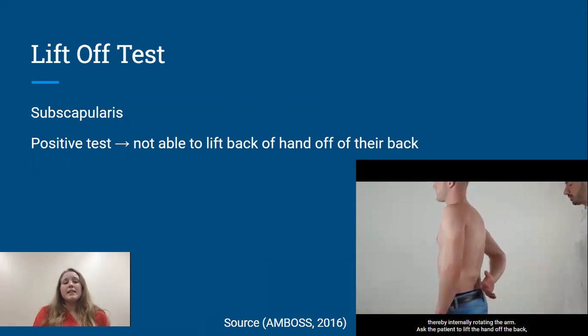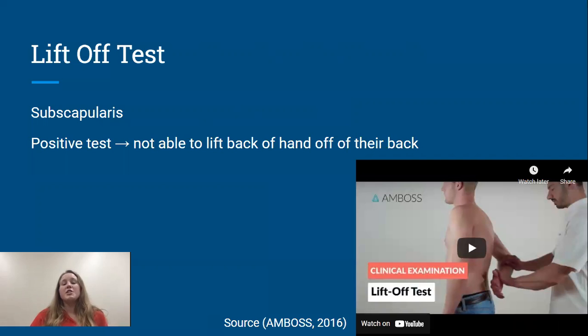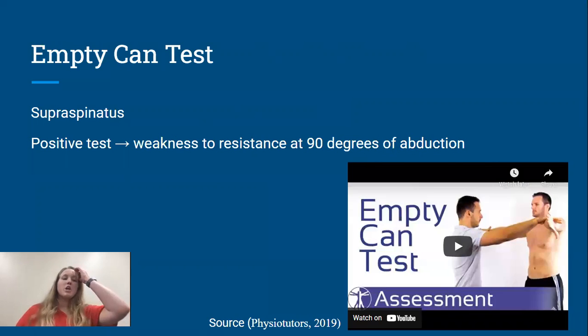So the reason that this is a good test for the subscapularis is because when your hand is on your lower back, in this position, it puts the greatest amount of stress on this muscle. Your patient will be touching the lower back with their arm fully extended and internally rotated. This test will be judged positive if you're unable to lift your hand off of your back because it shows weakness in the subscapularis. Next, I'll be talking about the empty can test, or Jobe's test.